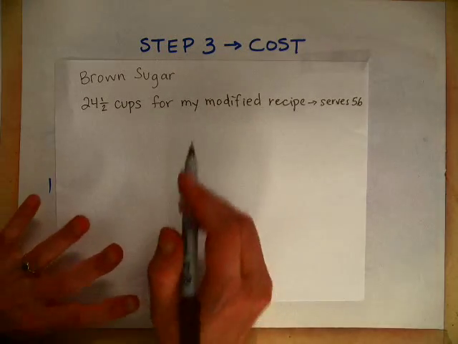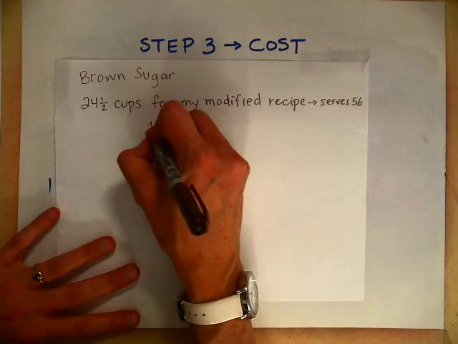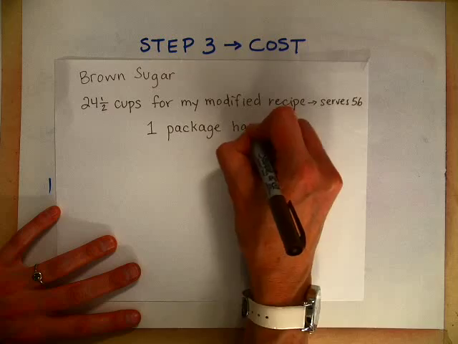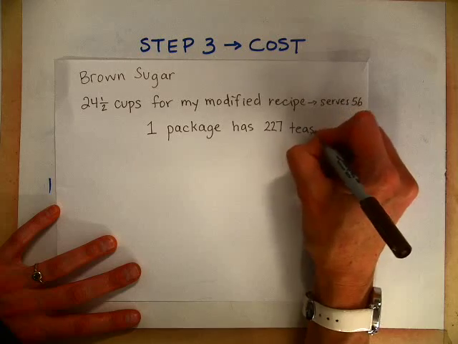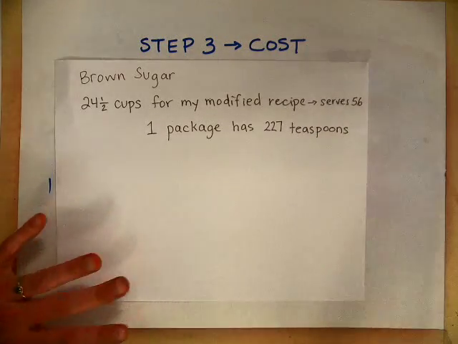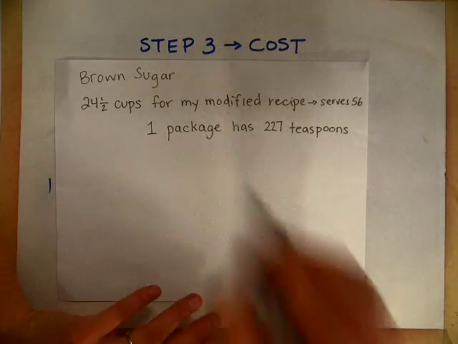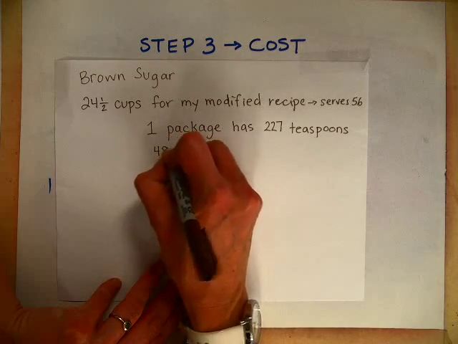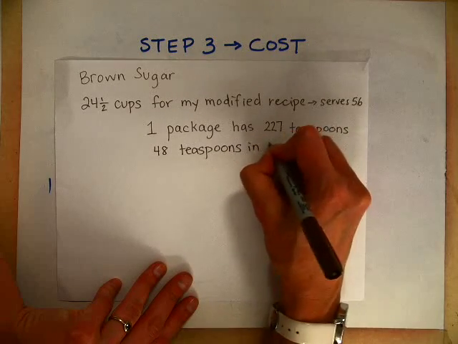Well, I know that my package of brown sugar, one package, has 227 teaspoons. And the other important information that you can get from that chart that I made, it's hanging in the room on the little metal shelf. The other important, necessary information really, is that there are 48 teaspoons in 1 cup.